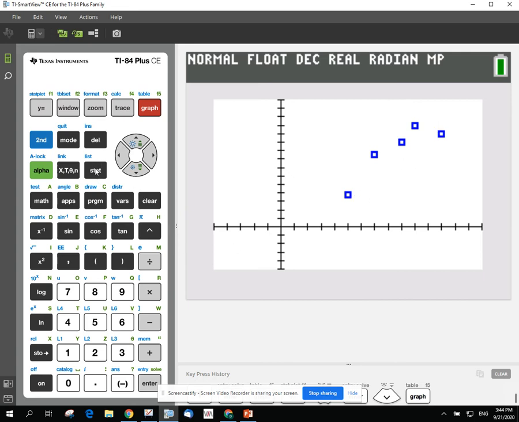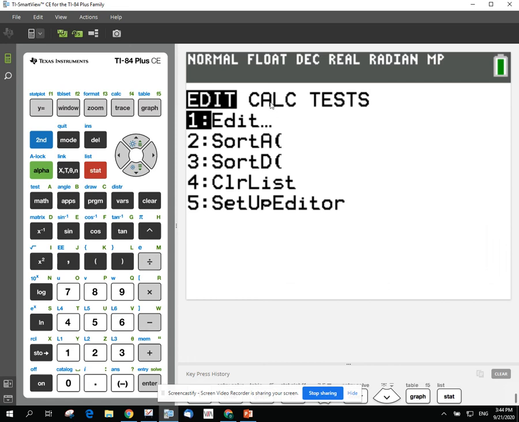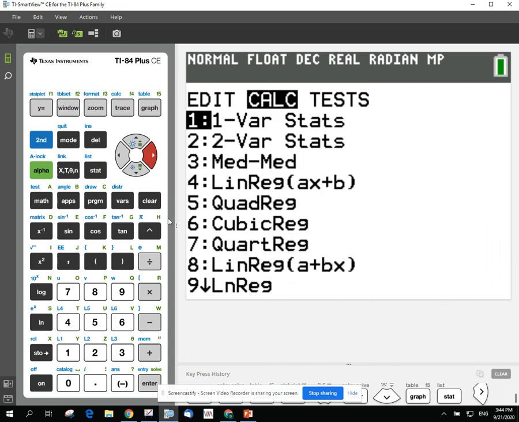Now, press stat again and arrow over to calc. Notice all these regs down here: lin reg, quad reg, cubic reg, quart reg, and I think below we have an exp reg for exponential. This is linear regression. This is quadratic regression, we'll do that in chapter 5. This is cubic regression and quartic regression, we'll do those in chapter 6. For right now, we want to learn about linear regression. Notice that it's in slope-intercept form. Y equals ax plus b is just like saying mx plus b.